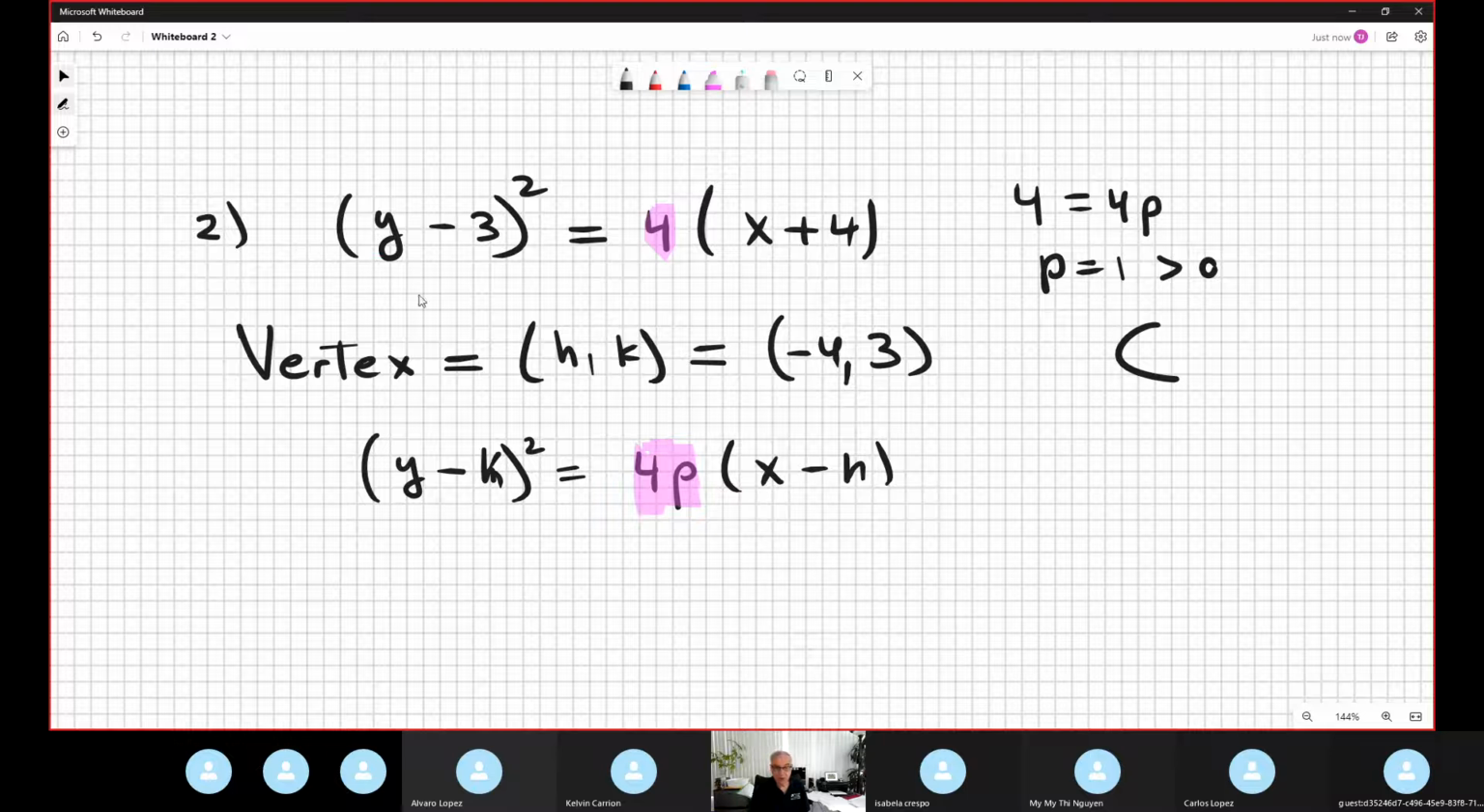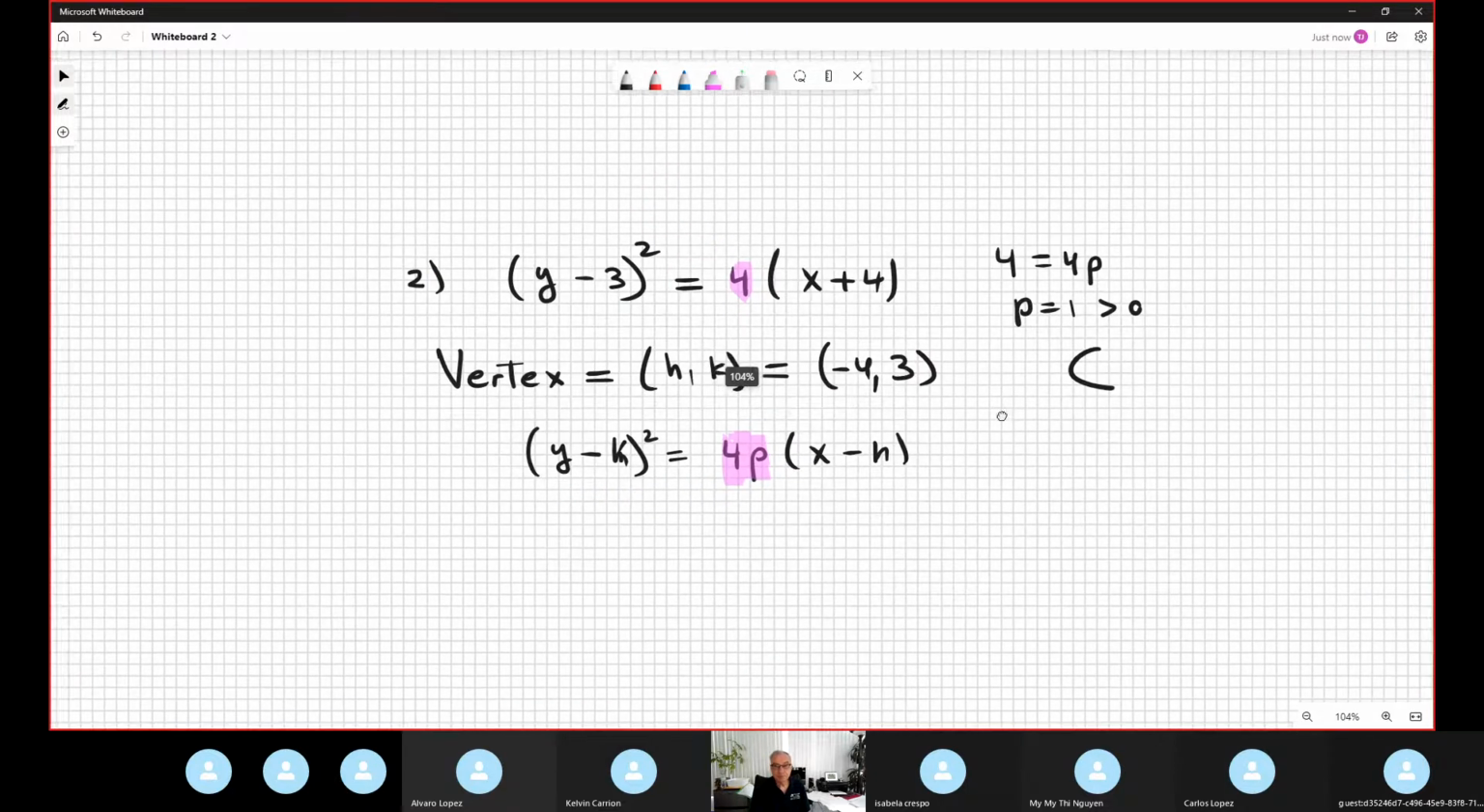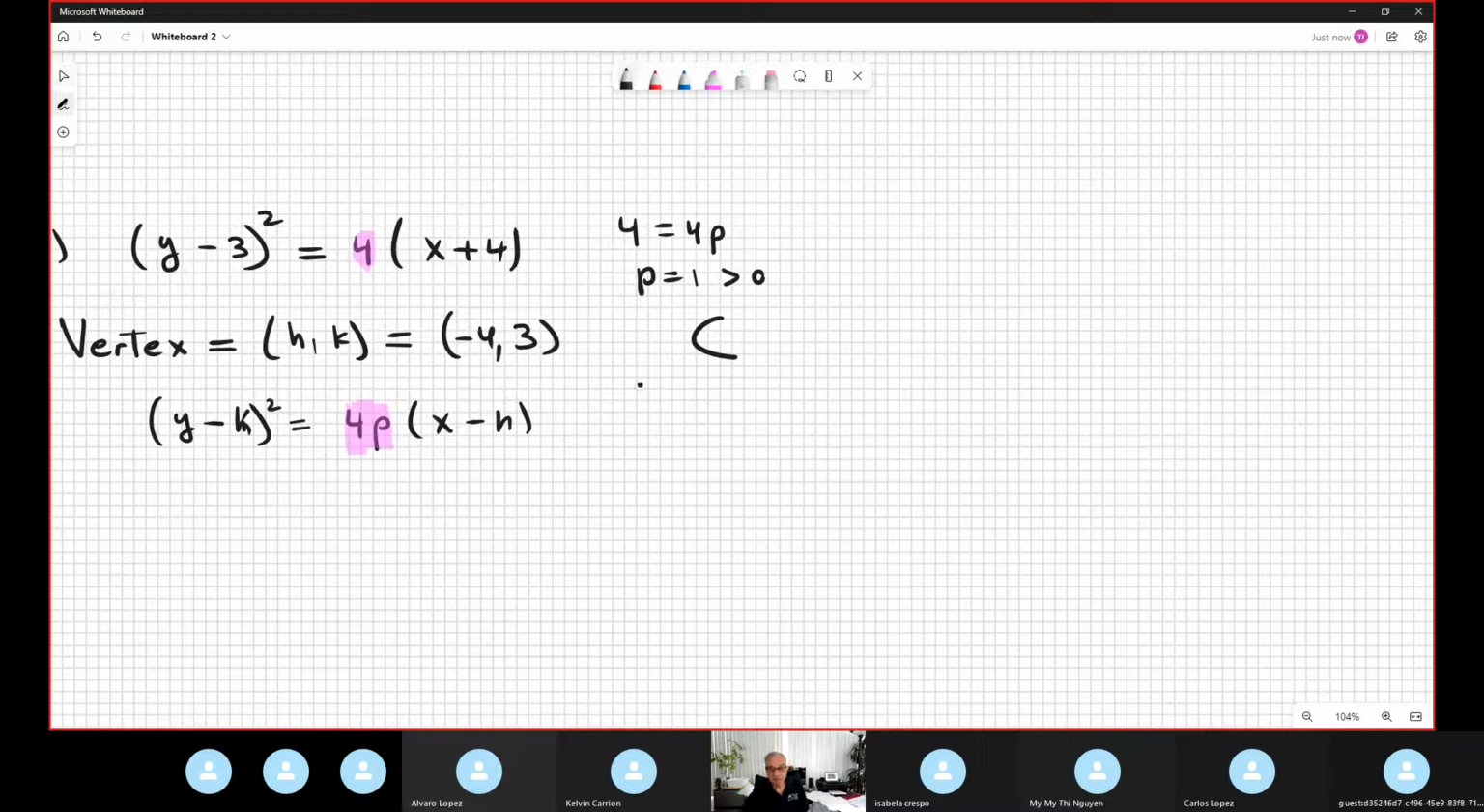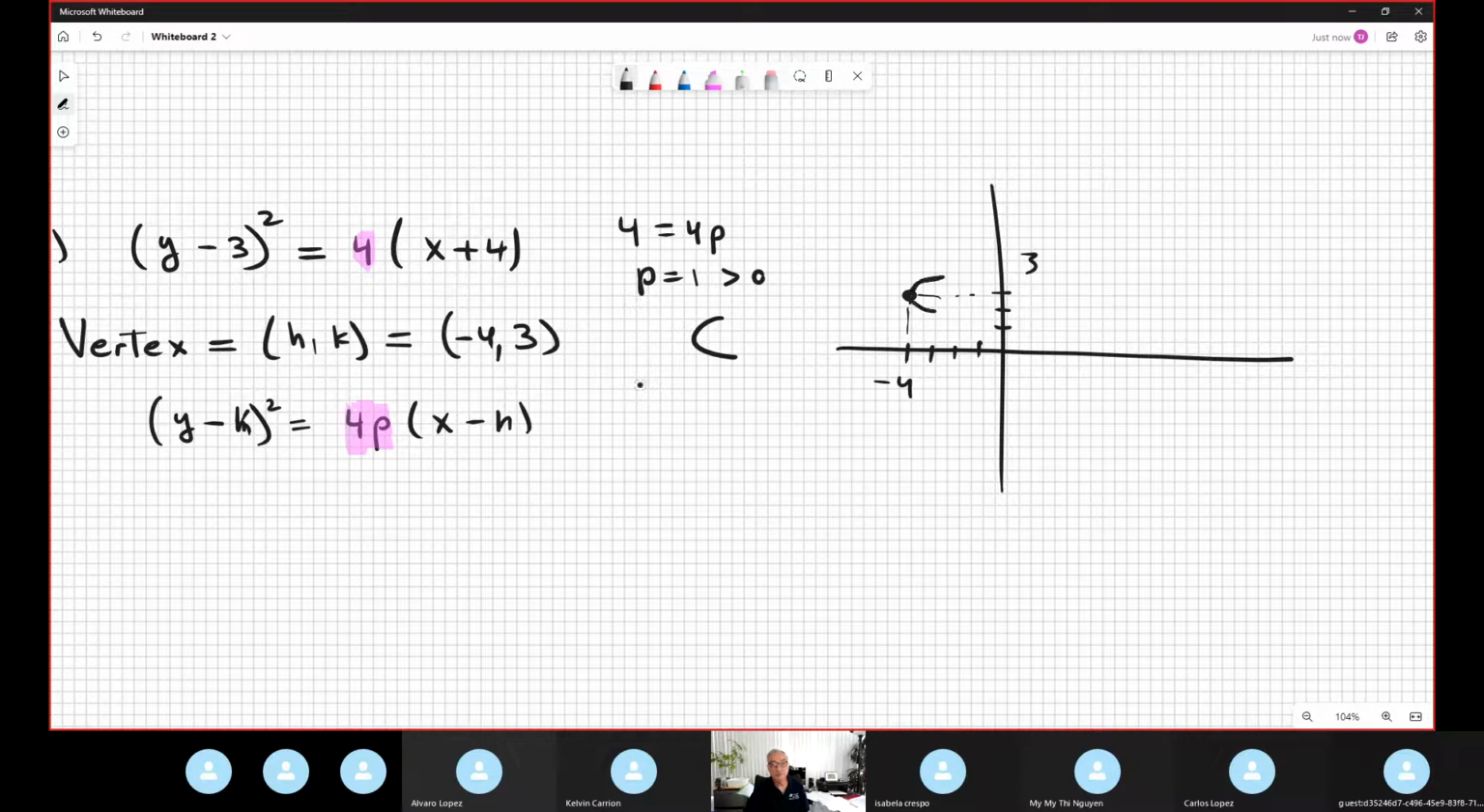So now, to do quickly, roughly, the graph, you put the vertex. Okay, vertex -4: 1, 2, 3, 4. Positive 3: 1, 2, 3. This is the vertex. And I know that it opens in that direction. Exactly, I don't know how much, but it opens in that direction.